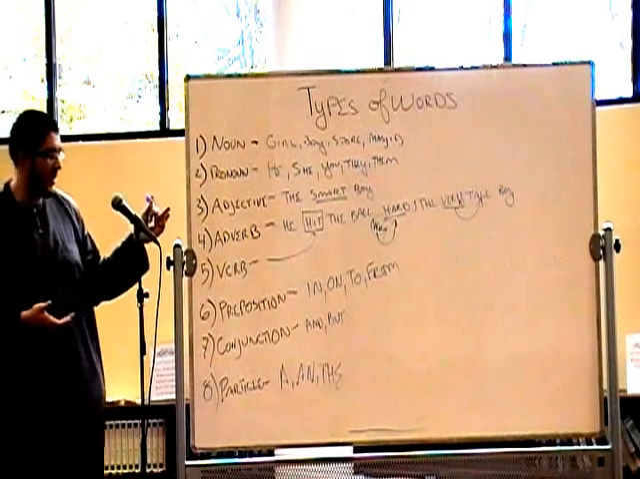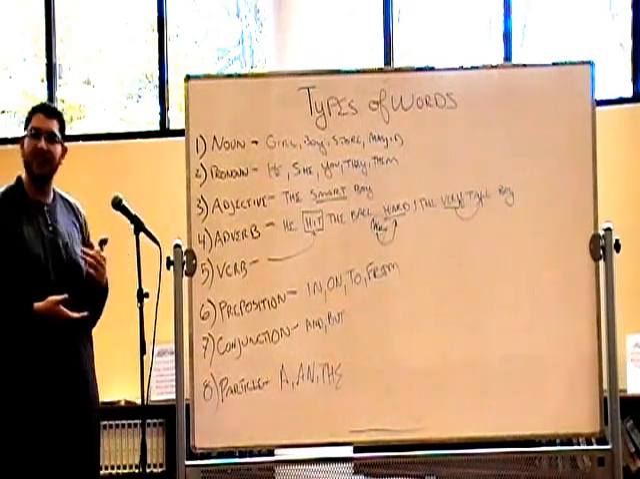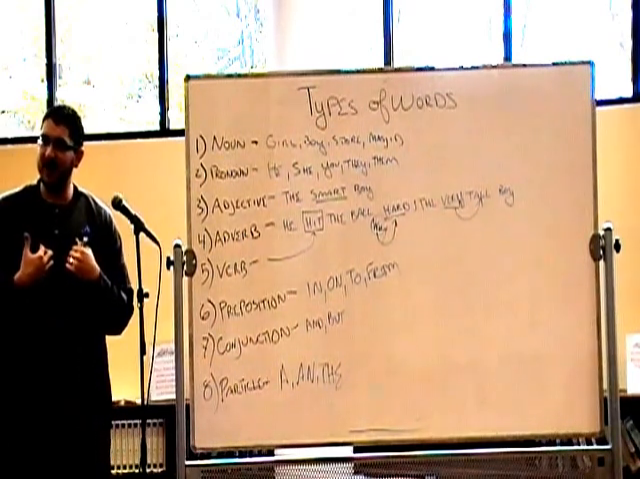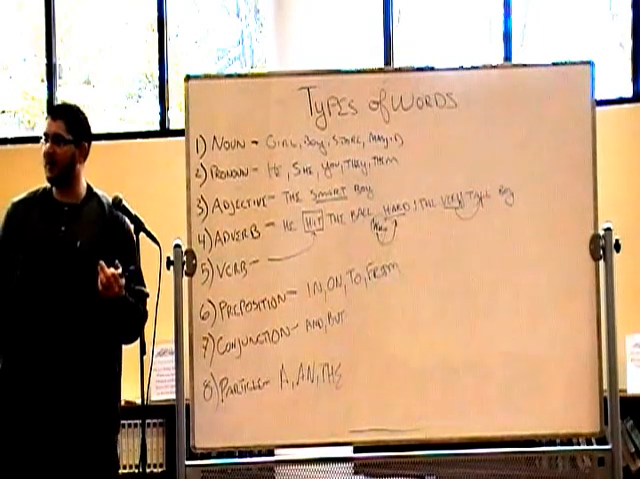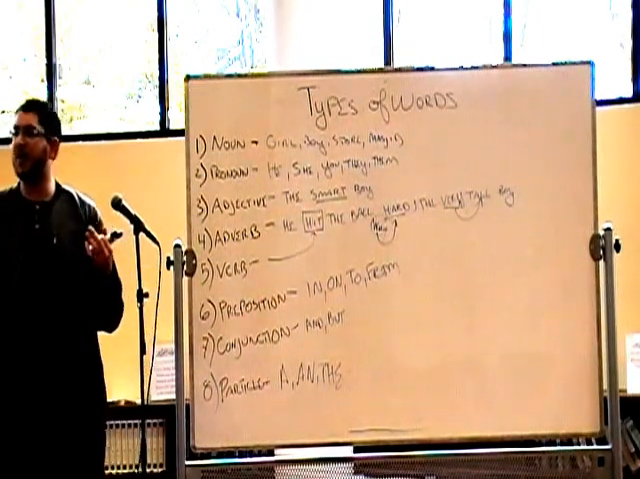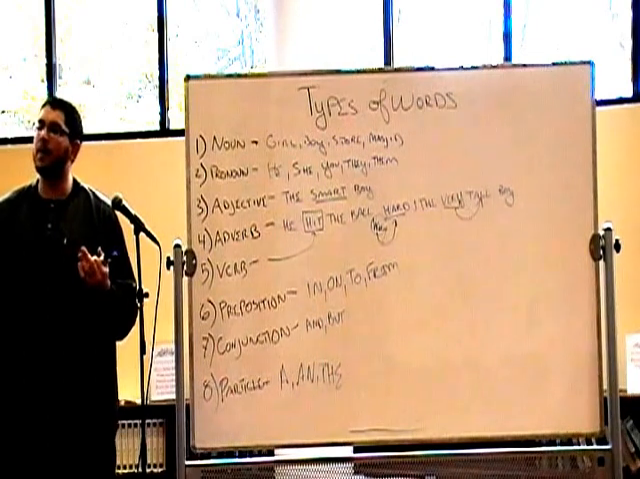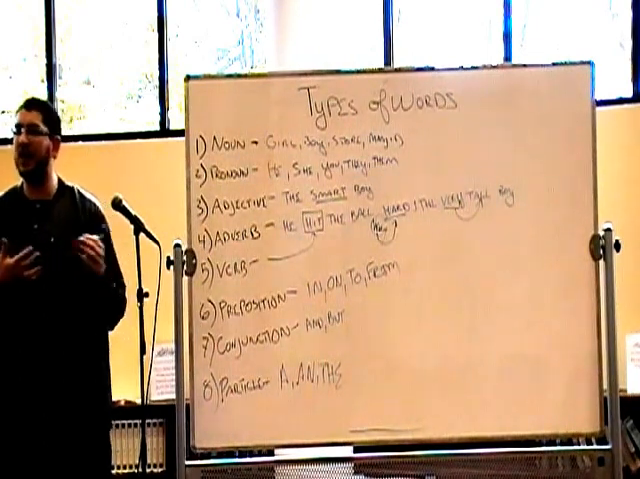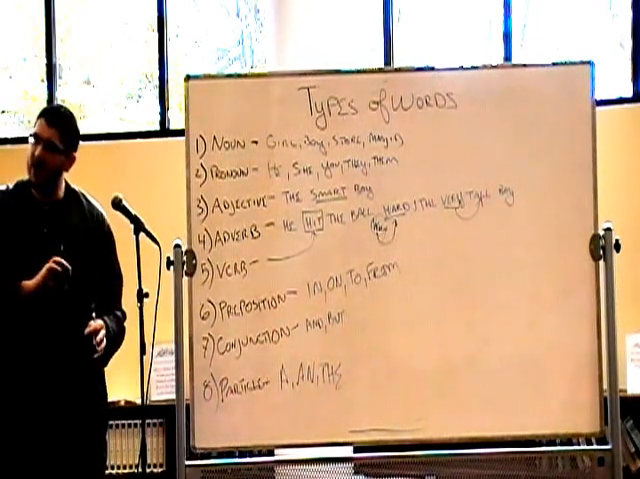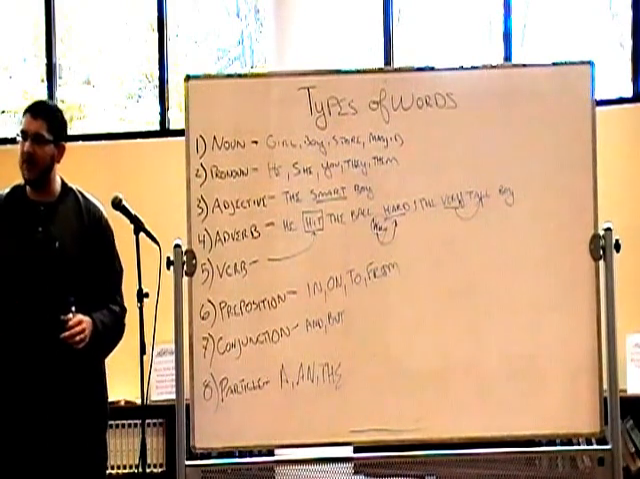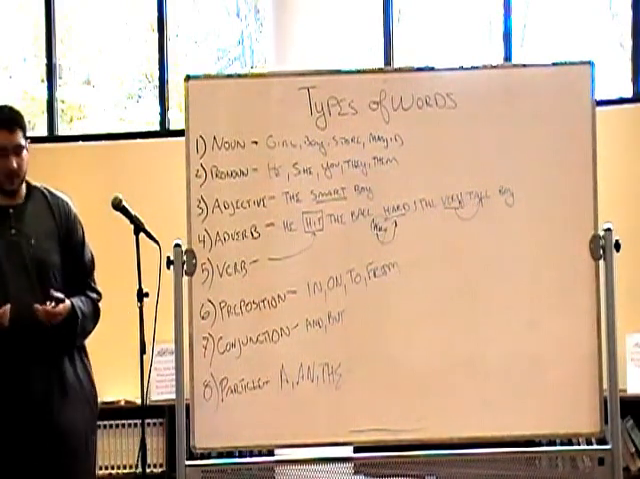So now the first predicament here. We have eight types of words in the English language that we're accustomed to seeing, and we have three types of words in the Arabic language. So how do we solve this problem? It's very simple. By categorizing these eight words into one of the three types, it'll make sense to you, inshallah, in the future.